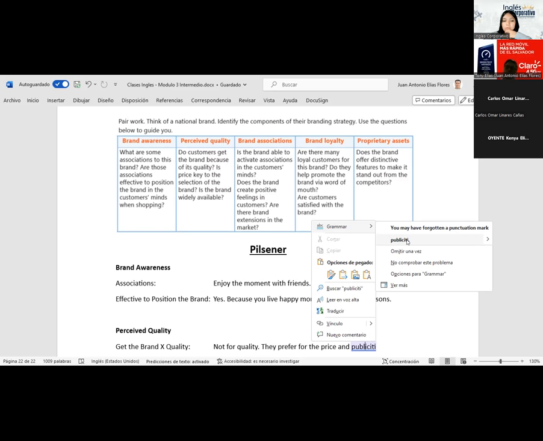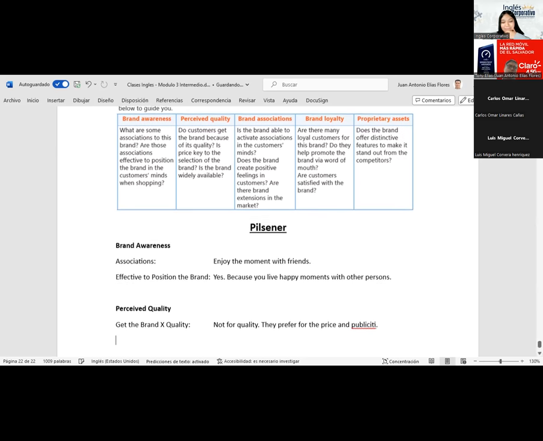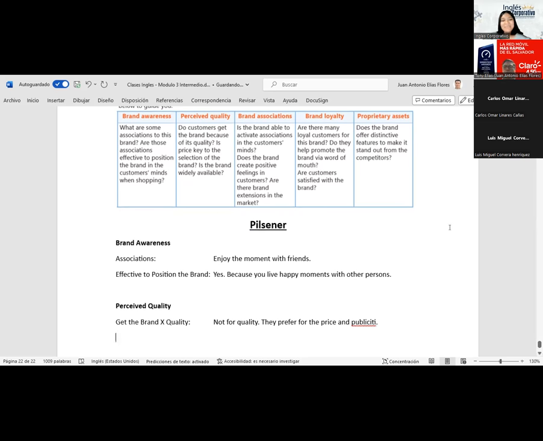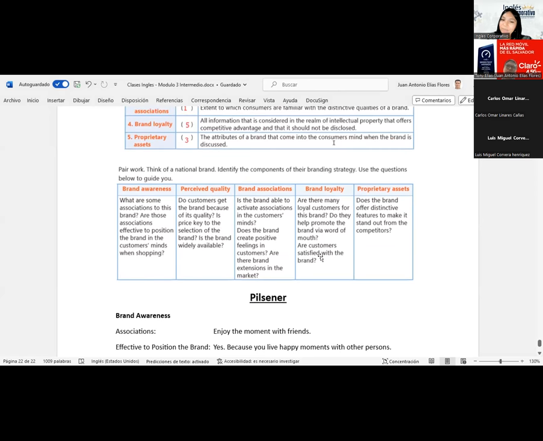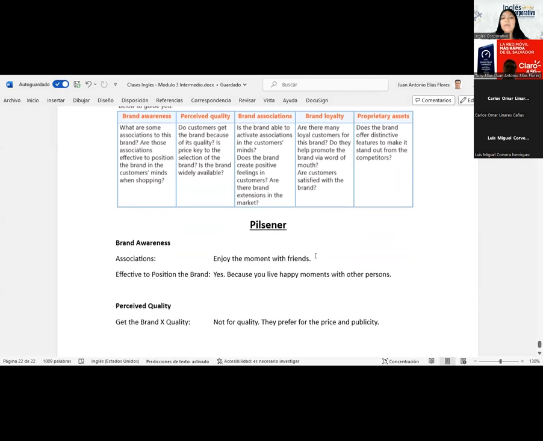Teacher, what do you think? The Pilsner is the best beer in El Salvador? I don't know. Why? Because I do not drink beers. Okay. Yes. So yes. Todos estamos igual, teacher. Estamos opinando algo que no conocemos. Okay, yes, I know. But this about the branding, about the commercial, about the publicity and advertising is the most popular in El Salvador.